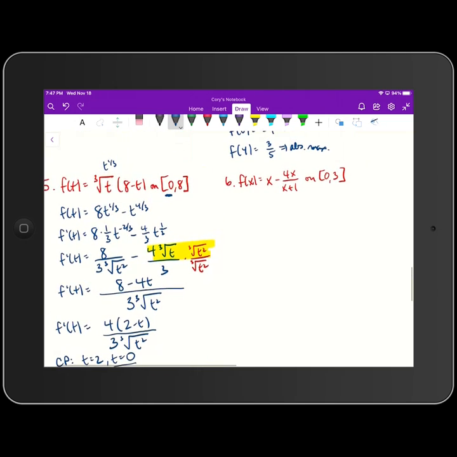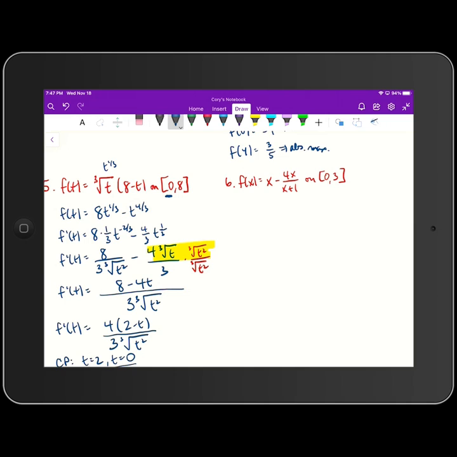Okay, let's move on to the next one. So when we look at 6, we have a rational function here. So -1 is not in the domain of our function. So our function is not continuous at -1, but -1 is not on the interval from 0 to 3. So our function is continuous everywhere on that interval, which means we can use the extreme value theorem.